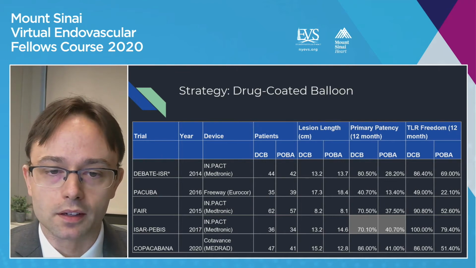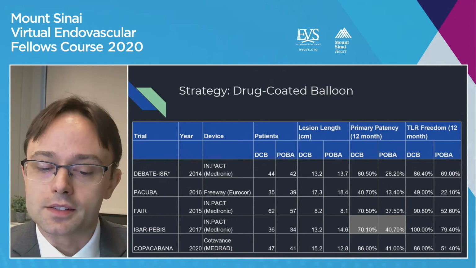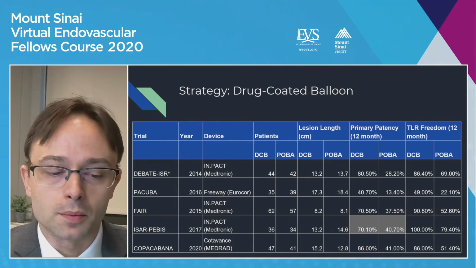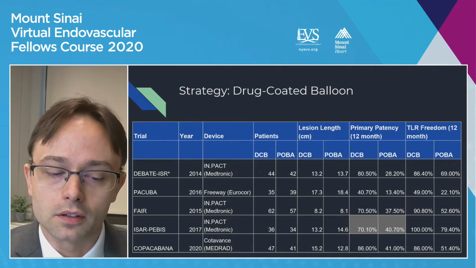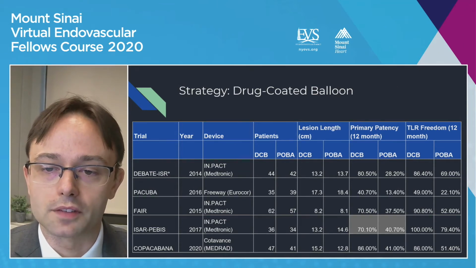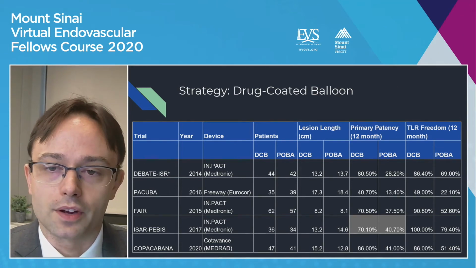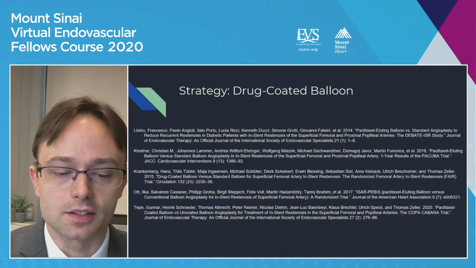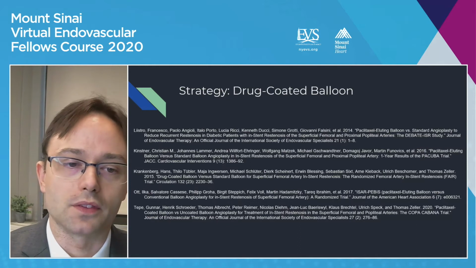There's one study here of the Freeway balloon that had higher incidences of restenosis and target lesion revascularization. This is likely attributable to the fact that they were dealing with longer, more complex lesions in that study, and DCBs did still significantly outperform standard angioplasty. Sorry, this is just a quick list of citations for the studies referenced in the previous slide.